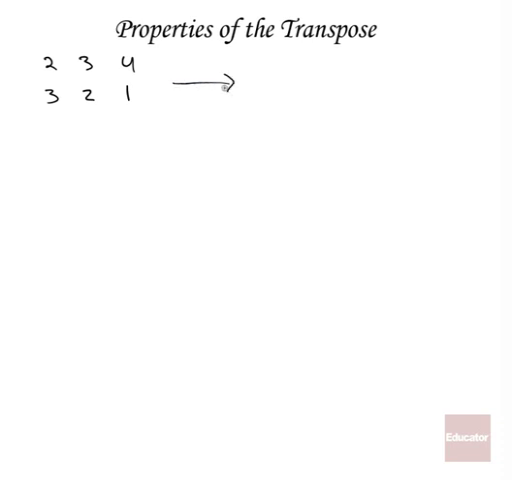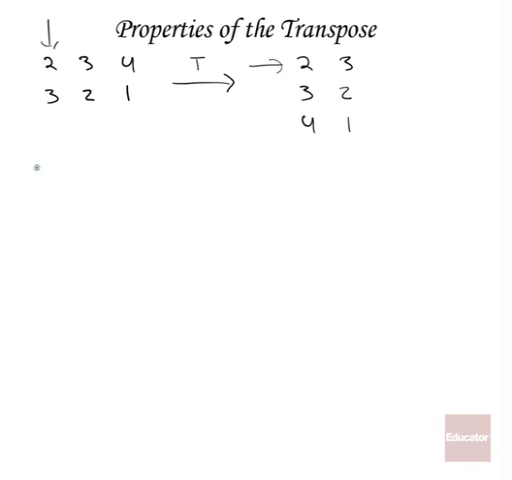So under transposition, this becomes 2, 3, 3, 2, 4, 1. What I've done is I've read down the column and I've gone from left to right. 2, 3, that's the first row. 3, 2, that's the second row. 4, 1. All I've done is flip it along the main diagonal.